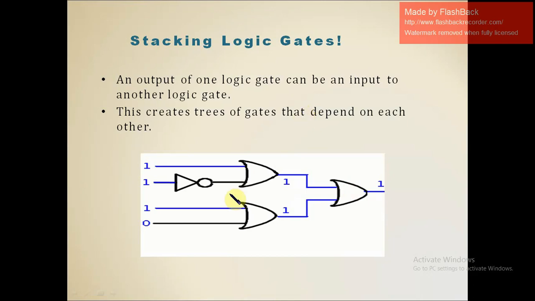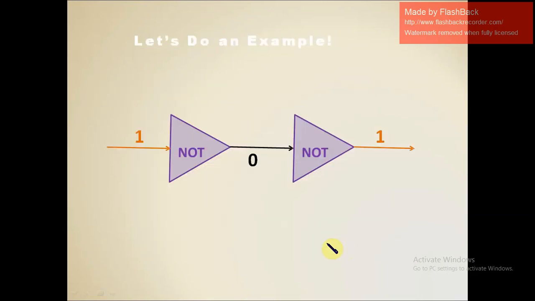Here we take the tree of gates that depend on each other. It means we see different types of gates. Here a NOT gate, an OR gate, we connected, and also an AND. That is the tree of gates, which is called stacking of logic gates. It means one logic gate can be an input to another logic gate. We take one example also.